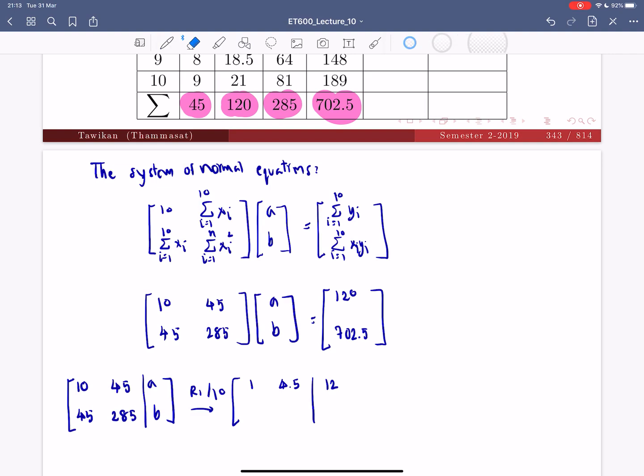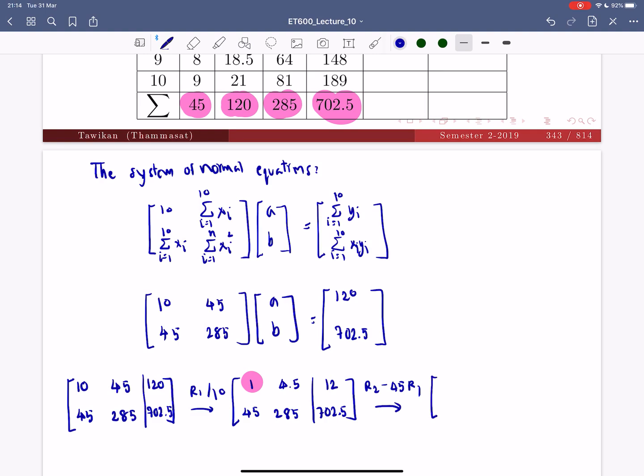Oh, I put that column wrong. I need to put the right hand side, not the variables A, B. So 120, and that is 702.5. Okay, 120 divided by 10 is going to be 12. And the second row remains the same, 45, 285, 702.5. And then this is your leading one. You use it to get rid of that 45 by performing R2 minus 45 R1.